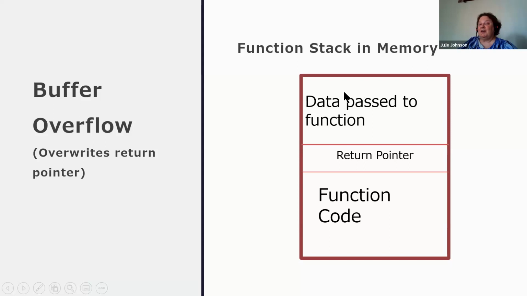Now, if an attacker sends more data to the function than the function expects, and there isn't a protective measure like a bounds check in place, the attacker can overwrite the return pointer with a different memory address. So when the function finishes, instead of going back to where it was called from, control is redirected to shellcode or another form of malware that the attacker wants to execute.